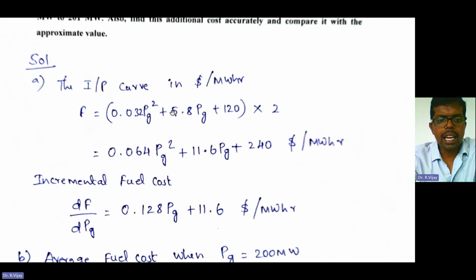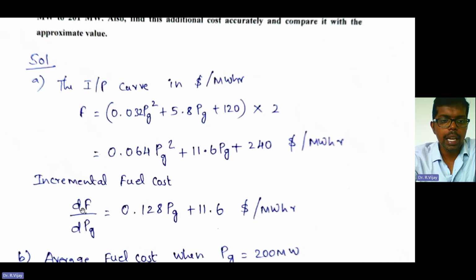Next, they asked to determine the incremental fuel cost. Incremental fuel cost is nothing but lambda. That is nothing but we need to differentiate the fuel cost with respect to PG. That is the incremental fuel cost, that is equal to lambda.